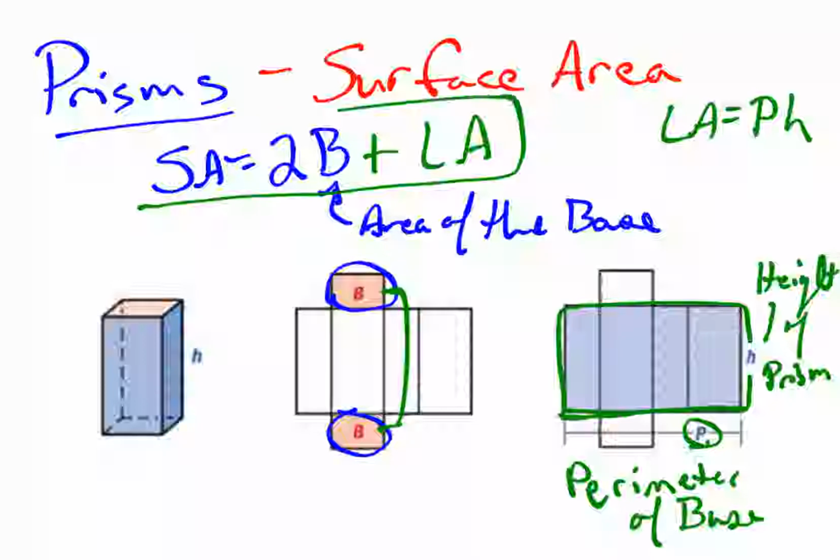So this is the formula for the surface area. It's 2 times the area of the base plus the lateral area. That requires that you also find the lateral area, which is found by taking the perimeter of the base times the height. And we'll demonstrate this in a whole bunch of examples coming up here in a minute.